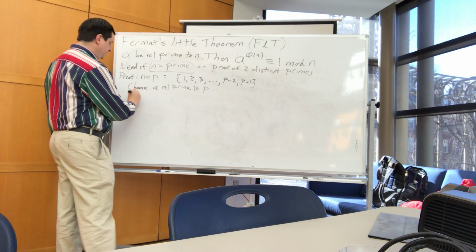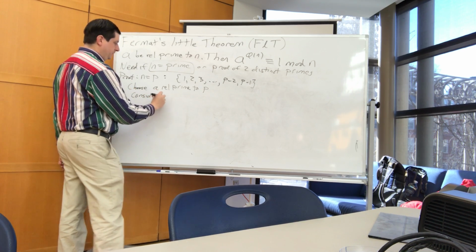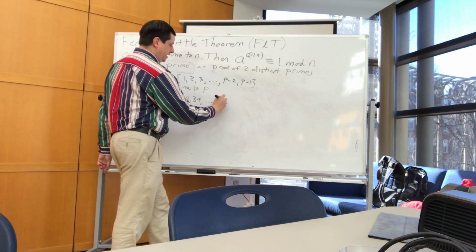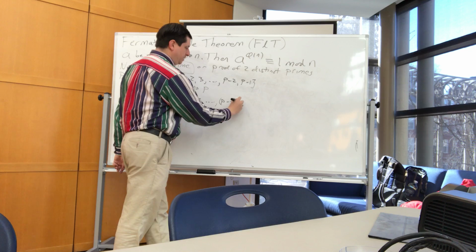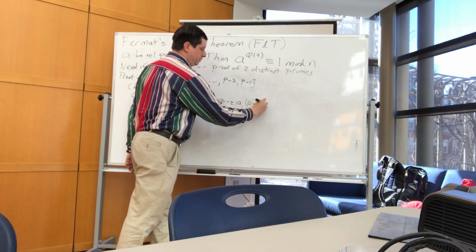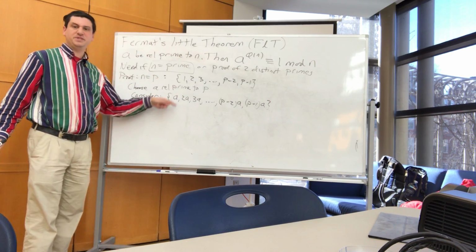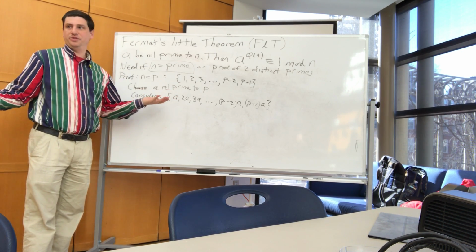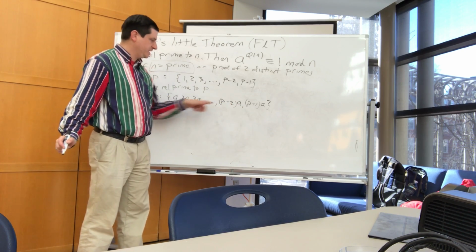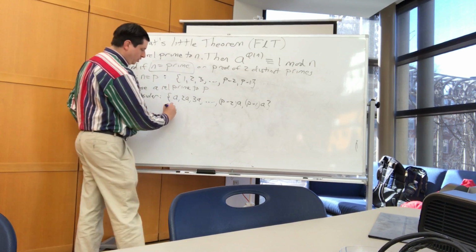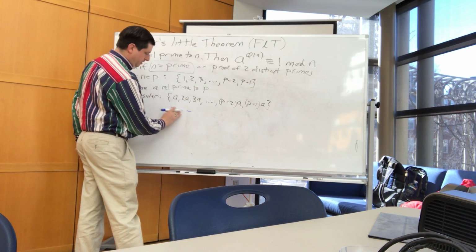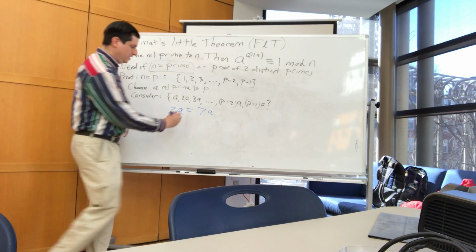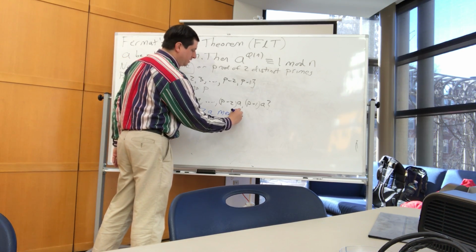Okay? Consider the following set: A, 2A, 3A, ..., P minus 2 times A, and P minus 1 times A. Do we agree these two sets have the same size? Because there are P minus 1 elements in both. So the question is, could any two elements of this set be the same? For instance, could 2A equal 7A? And we're looking at this mod P.